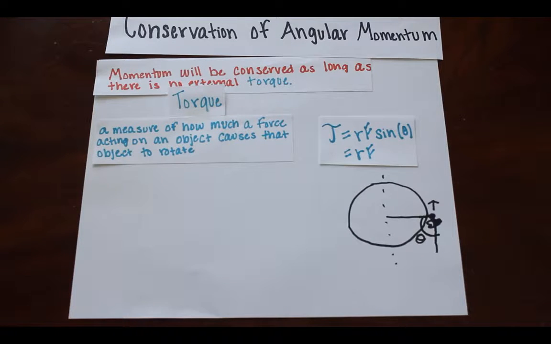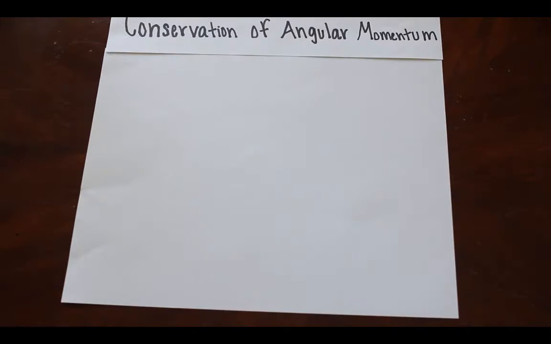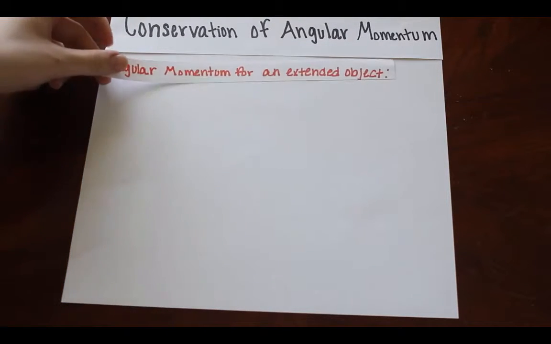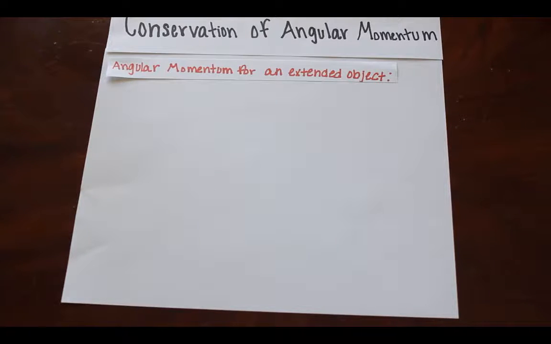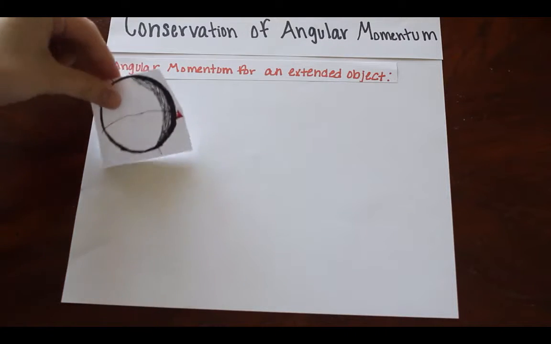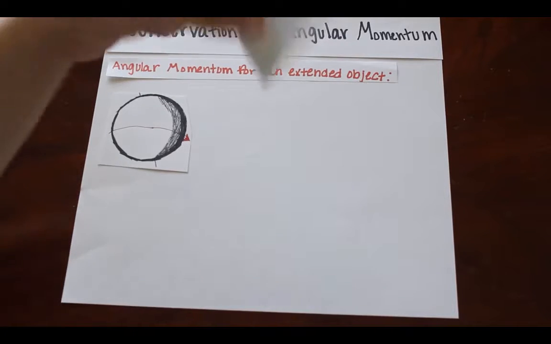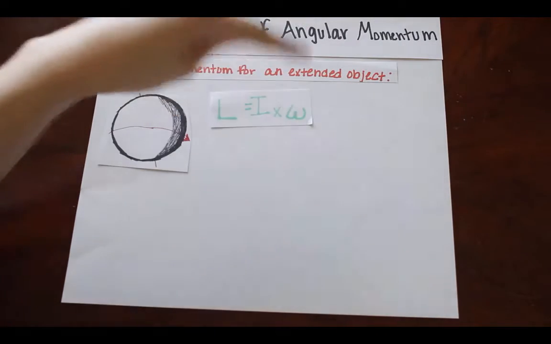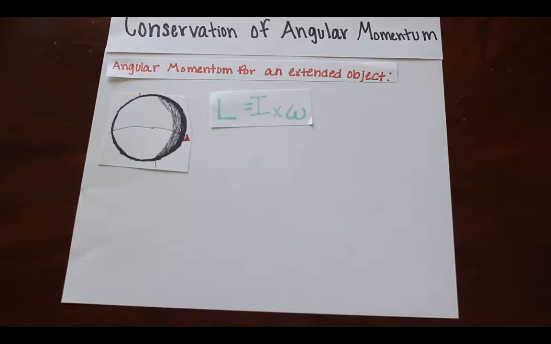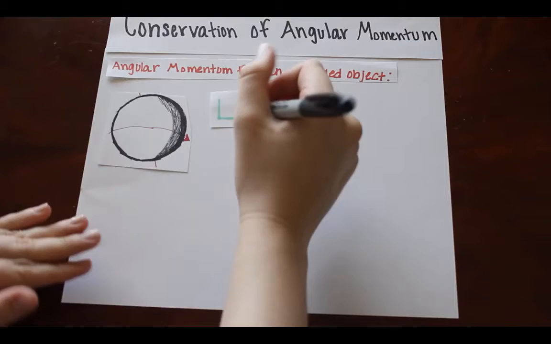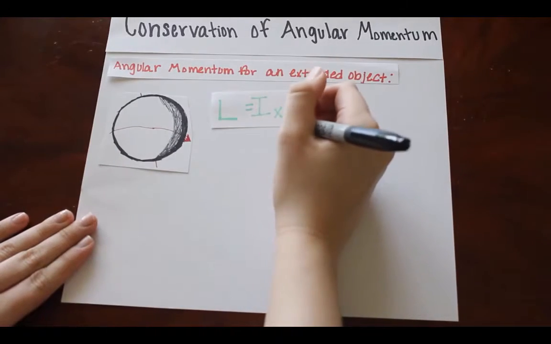So now that we've done a little background, let's go ahead and take a look at the equations for angular momentum. Angular momentum for an extended object, such as a sphere that's rotating in a circle on an axis, is L equals I omega. Now if we take a closer look at that, we can find the units. So L equals I omega.